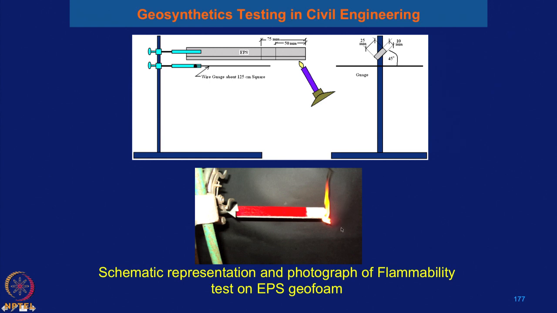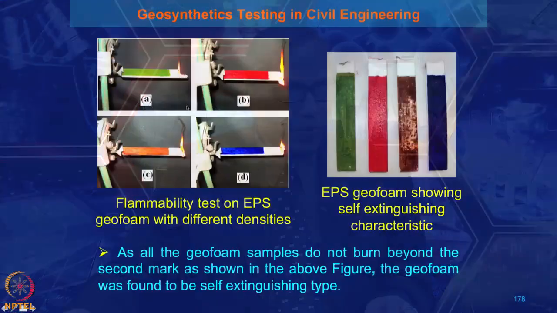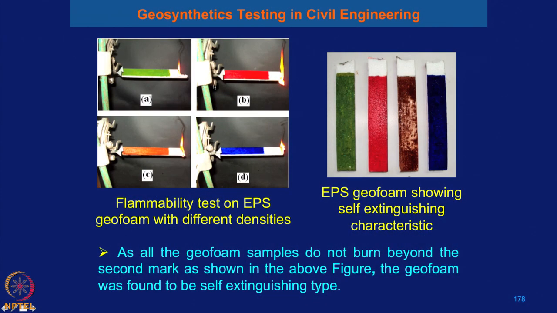This is the schematic representation and photograph of the flammability test for a particular density of the EPS geofoam material. I will show you how far the flame has reached after burning and how it stopped. In the next slide, this is the flammability test on EPS geofoam of different densities. This is 20, this is 22, this is 23 and this is 30 density of EPS geofoam.